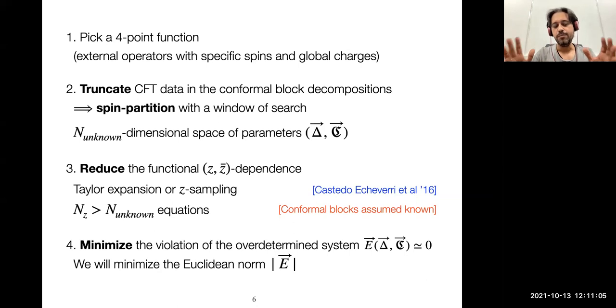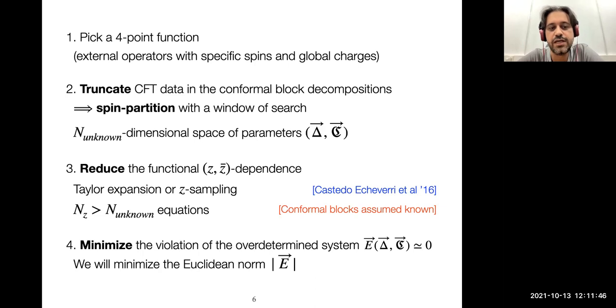That means, by definition, the spin partition is a prescription or an assumption that tells me how many operators I should expect in my truncation at spin 0, spin 1, spin 2, whatever, within a specific window of search. So I'm not going to be searching for scaling dimensions from the unitarity bound up to infinity. That's not going to be very practical, but I want some large window and I expect so many operators in that particular window. So that reduces the number of unknowns, or if you want, it reduces the dimensionality of the search, to a specific number.